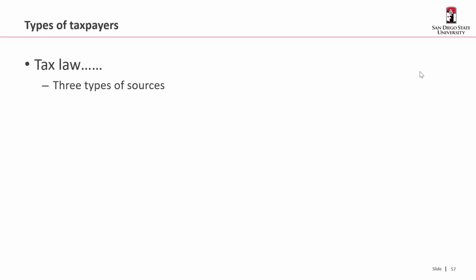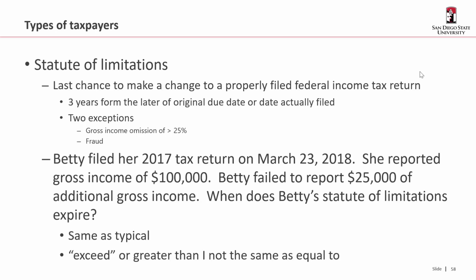Okay, the book also talks about tax law and the three types of sources. I'm not going to beleaguer this topic. I think the book does a fine job with it, so my suggestion is go read that part of the book. You should have read it already, and just pay attention to that. One of the things I do want to draw your attention to is something called the statute of limitations.